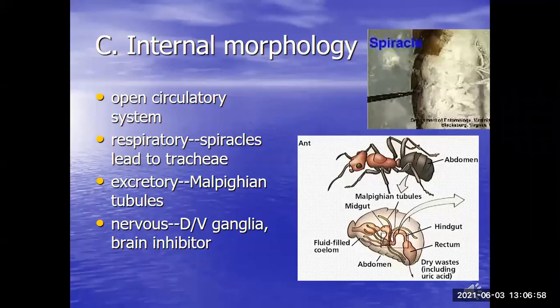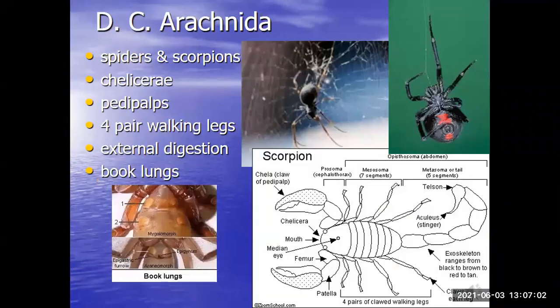Speaking of appendages, then you have 4 pairs of walking legs after that. That means you have 8 legs altogether on your handout today. That'll be one of the questions, like how many legs does a spider have? And the answer is 8. It's not a trick question. 4 pairs of legs, that's 8.